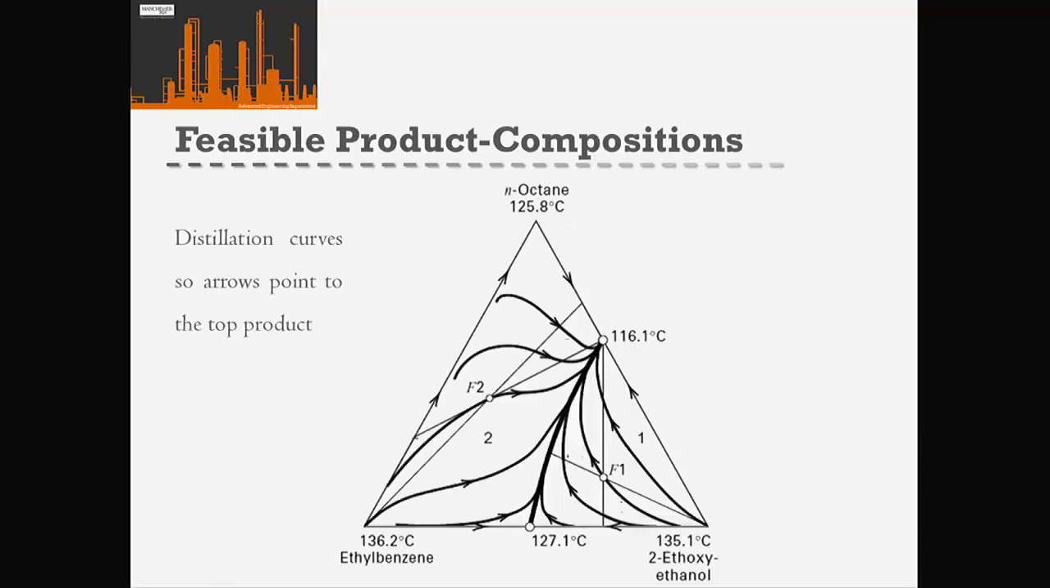So what we can do is think about this now for a much more elaborate system. Let's think about our feed one. It quite conveniently passes through this residue curve, or in this case, they're actually distillation curves, because you can see the arrows are pointing to the low boiling. So we've got our feasible product based on the extreme bottom product.